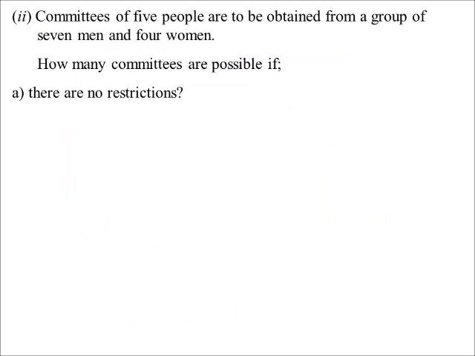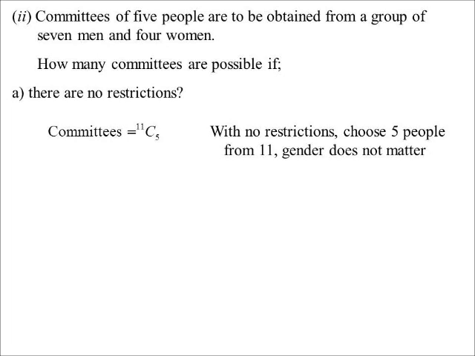All right, committees. Committees are a combination because all we're interested in is selecting people to go on the committee. Who gets picked first, who gets picked second, doesn't really matter. We're just getting a group of people. So we've got committees of 5 people, and the group that we're pulling from, 7 men, 4 women. How many committees are possible? First of all, again, no restrictions, because that would be the bottom of our fraction in a probability question. Then it will be 11C5, because again, the fact that there's men and women doesn't matter, it's just 11 people we're choosing from. So 11C5, 462 different possible committees.